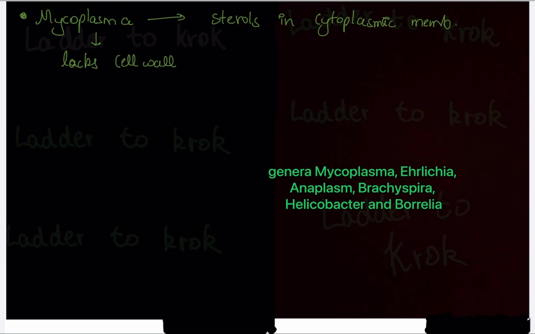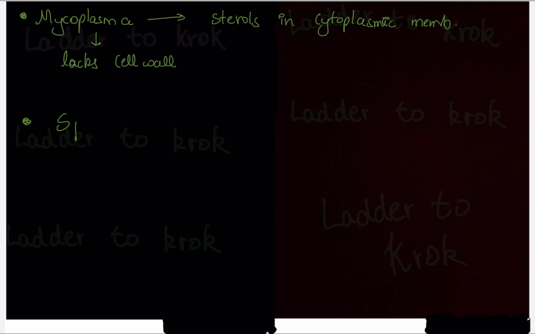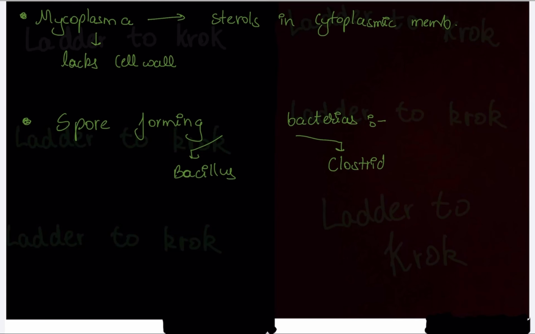Now one more point, spore forming bacteria. The spore forming bacteria are like Bacillus and Clostridium, anthrax. Clostridium and Bacillus.